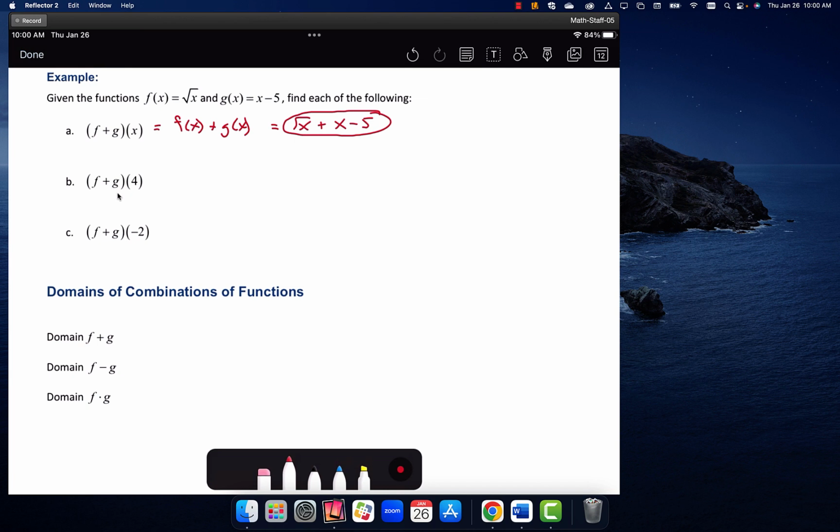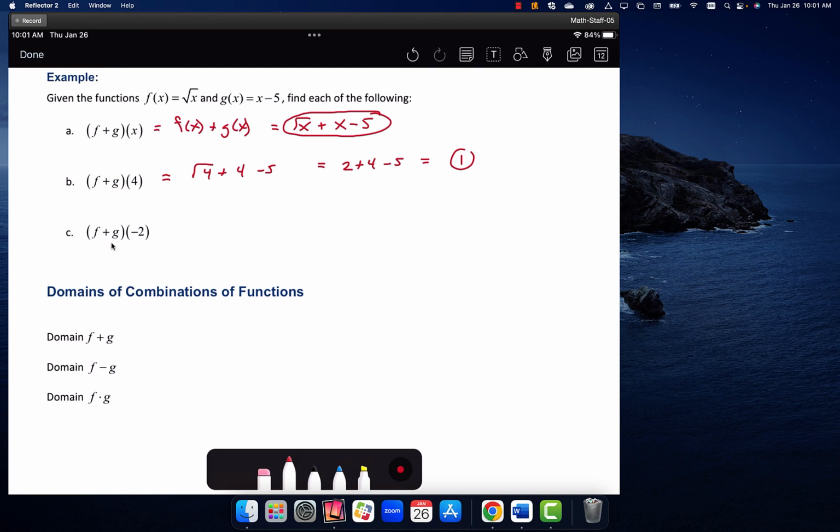f plus g of 4, well, we already know what f plus g is. Now we want to do f plus g of 4. So to do this, we're going to simply replace all of the x's with 4. So we have the square root of 4 plus 4 minus 5. That is 2 plus 4 minus 5, which is 1.